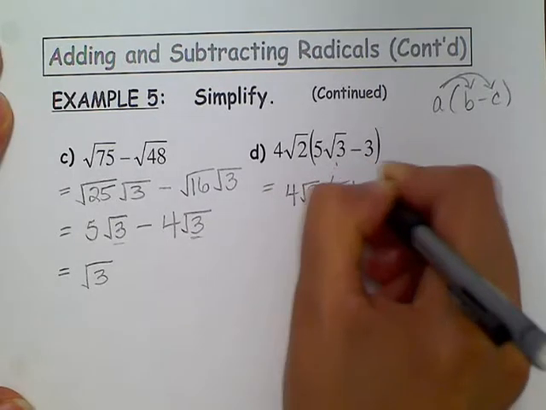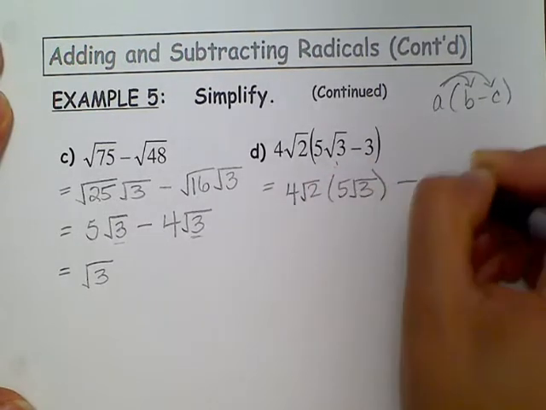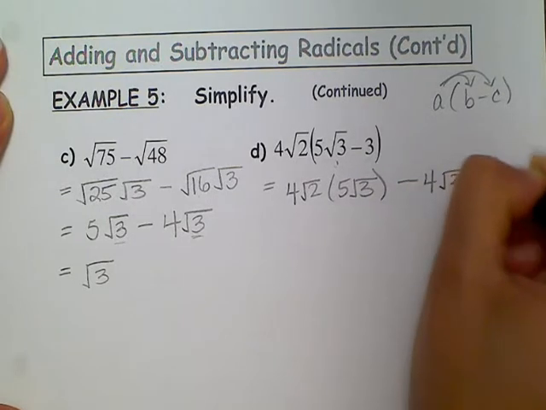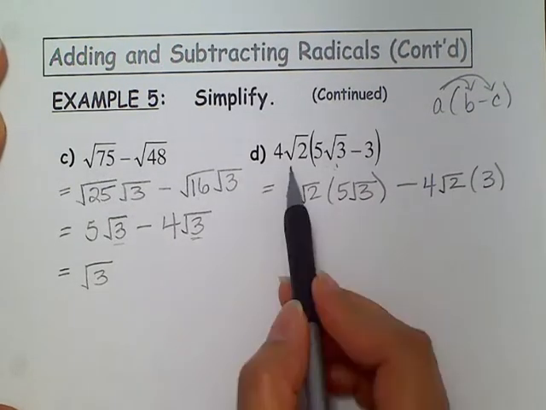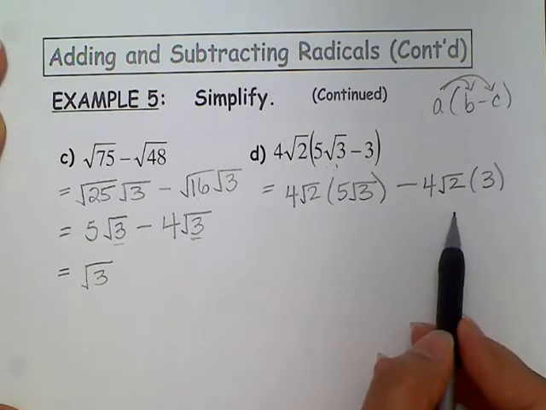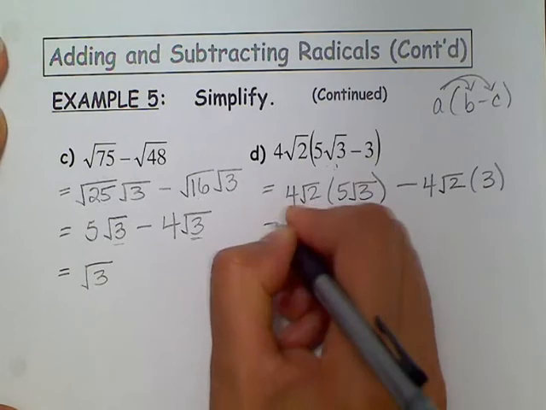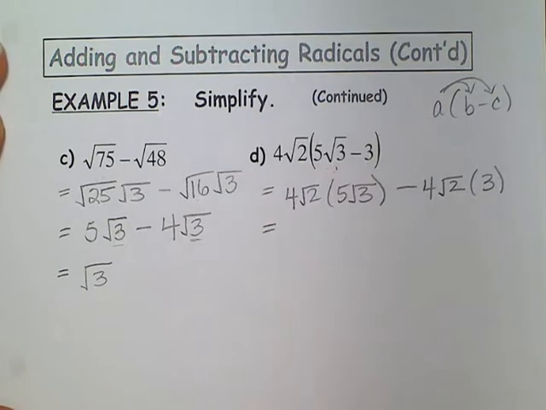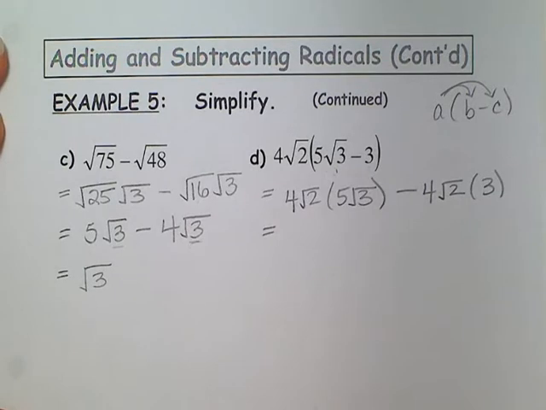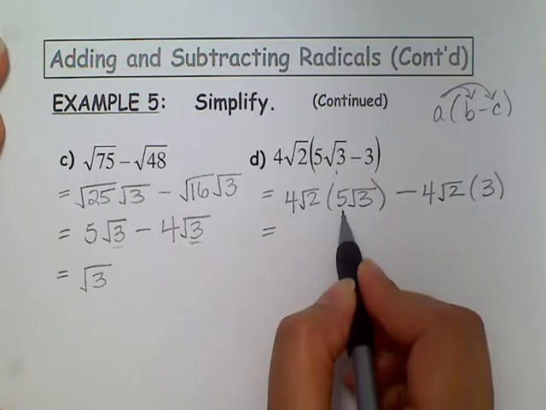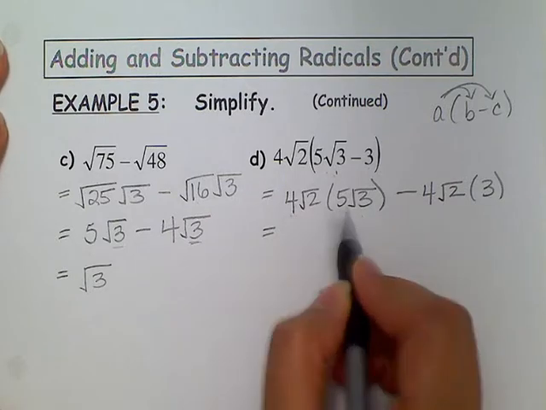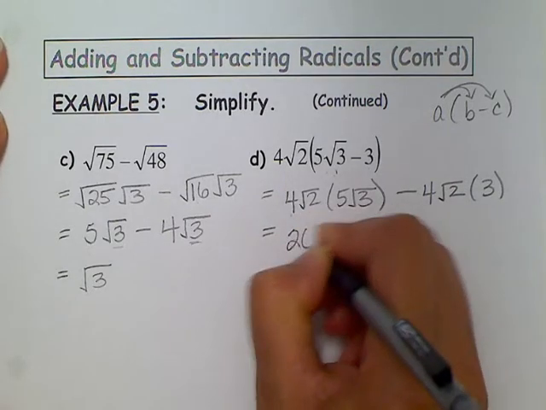I'm going to multiply 4 root 2 with 5 root 3 minus 4 root 2 and then multiplied with 3 as well. Okay? So the coefficient multiplied by the first term and then the coefficient multiplied by the last term as well. And now I'm going to multiply this just like I looked at earlier. When you are multiplying or looking at the product of two radicals, you combine the coefficient parts through multiplication and then you combine the radical part through multiplication.